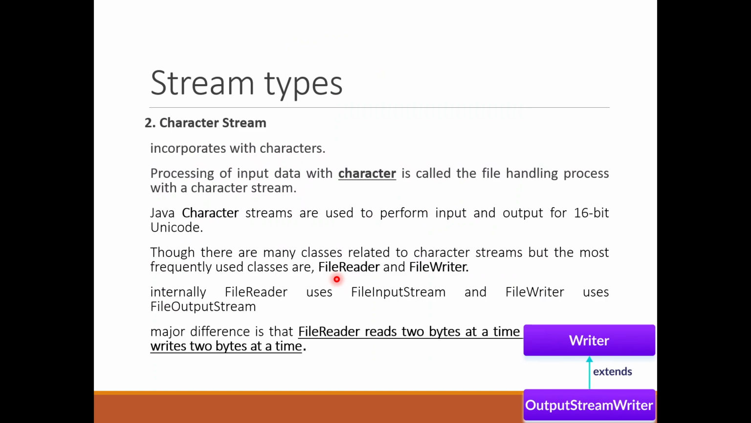The second kind of stream is character stream. As the name suggests, it is going to deal with characters. So here the whole processing of input data is going to be character, and that is what is called file handling with the character stream. So you can have byte stream as well as character stream. Whenever you are working with Java character streams, these are used to perform input and output for 16-bit Unicode. So that is the main difference. In the previous case, it was working on 8 bits of data, and in character streams, it uses the convention of 16-bit Unicode.